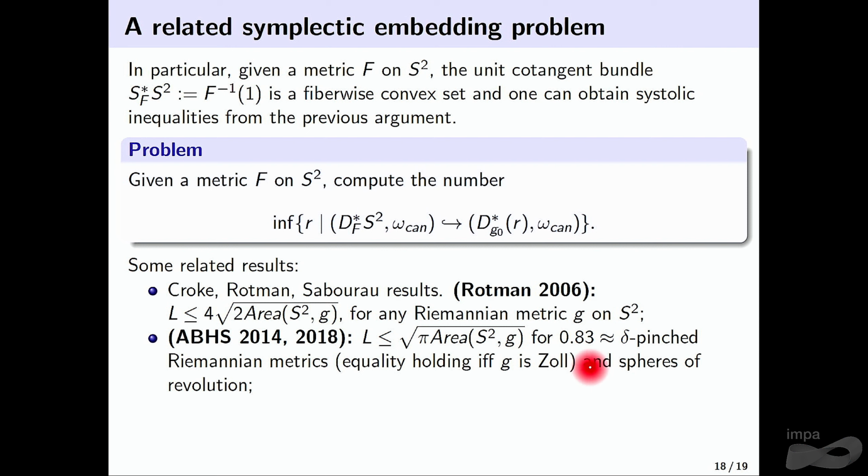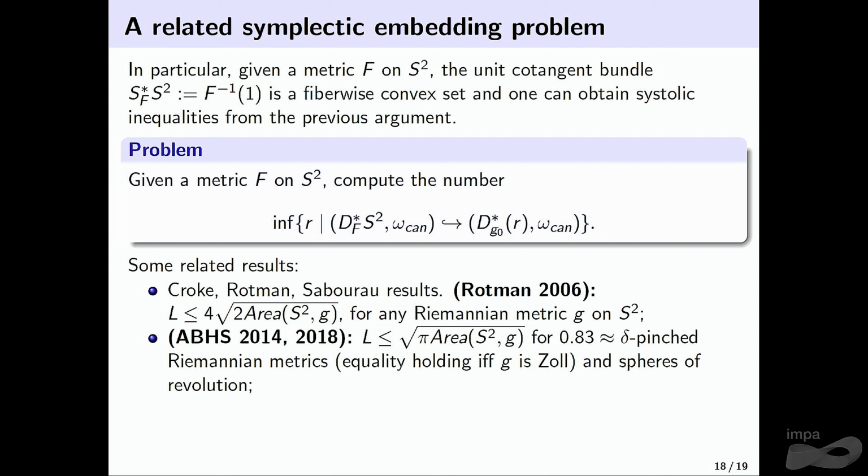This couple of results are amazing. If you pinch by 0.83, meaning that you're very close to the round metric, you can prove that the shortest closed geodesic has a length bounded by this. And this is sharp, because any Zoll metric with these pinching conditions, for instance the round metric, has equality here. And they prove this is equivalent to being Zoll, with equality here. And also they prove this sharp systolic inequality for any Finsler spheres of revolution. And they use symplectic techniques.